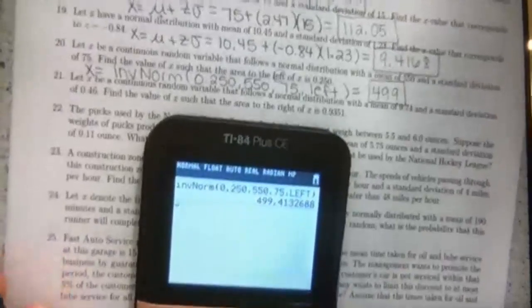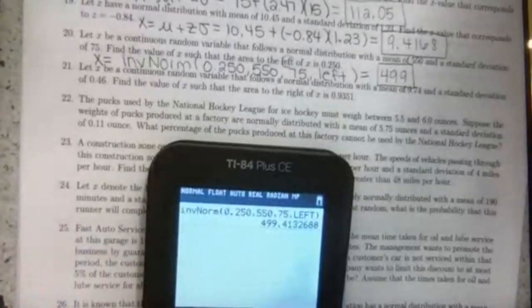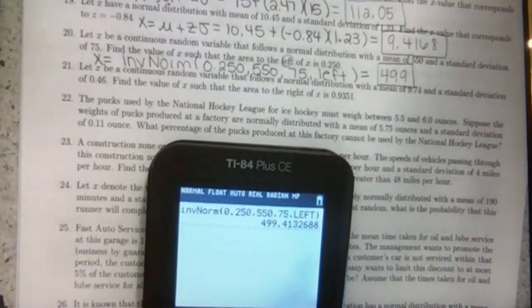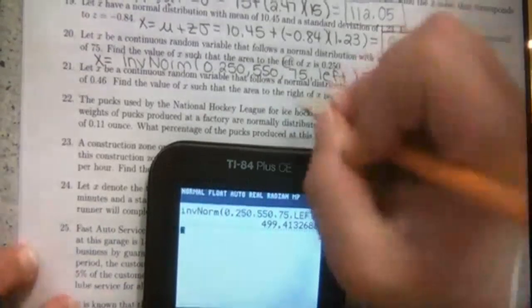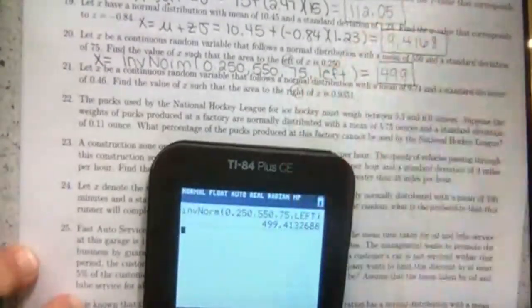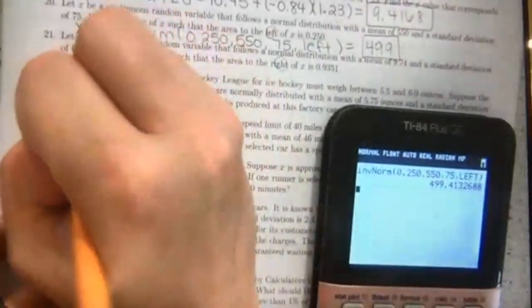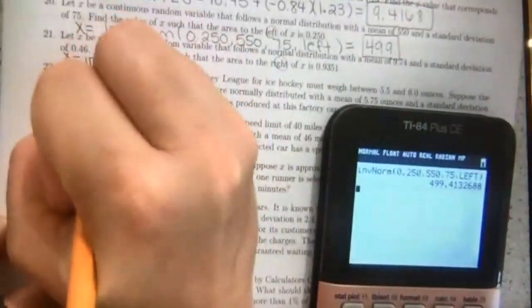So number 21, same concept. Let X be the continuous random variable that follows a normal distribution with a mean of 9.74 and a standard deviation of 0.46. Find the X value such that the area to the right is 0.9351. So this time it gives us the area to the right. So we're going to have to do something a little bit different depending on what calculator you have. So we have X equals the inverse norm.